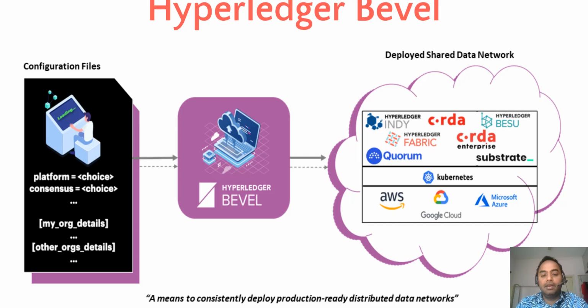Now, coming to the benefits of using Hyperledger Bevel. It is used for rapid deployment. Bevel significantly speeds up the process of setting up complex blockchain networks by providing pre-configured templates and automation. Second is scalability. It is designed for enterprise-grade scalability. Bevel helps organizations manage large multi-node networks with minimal overhead.